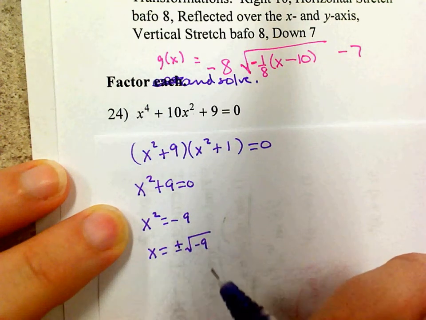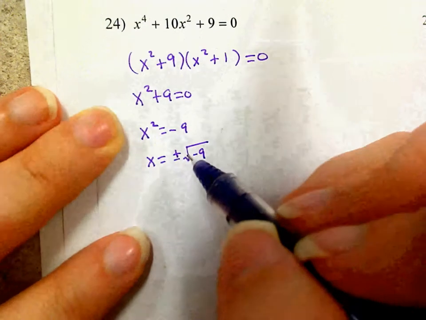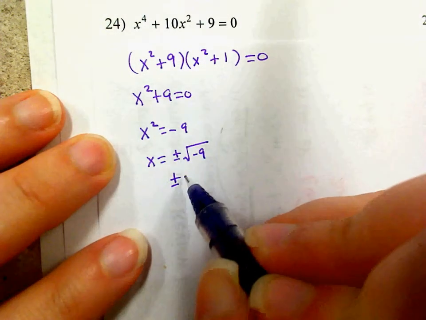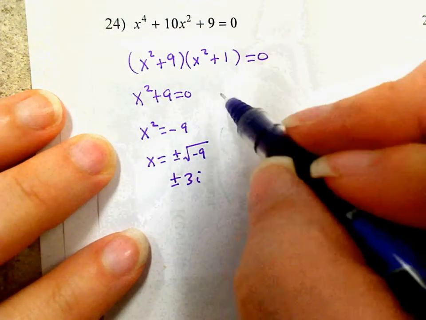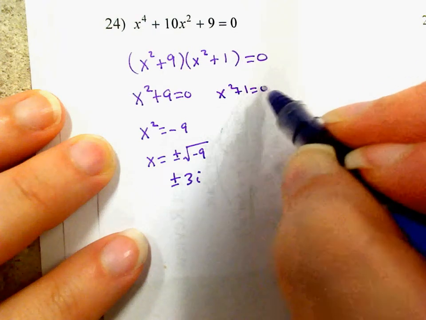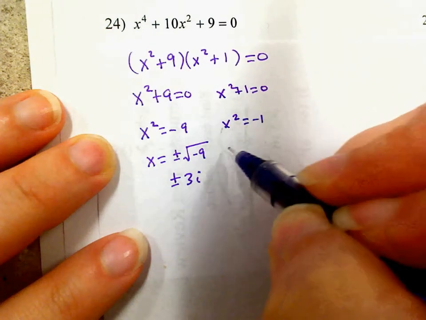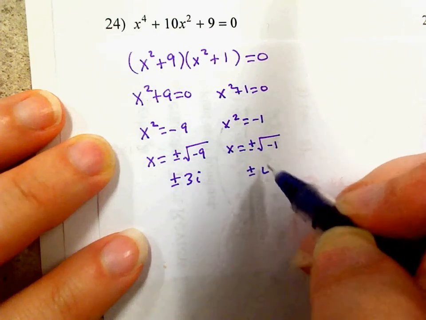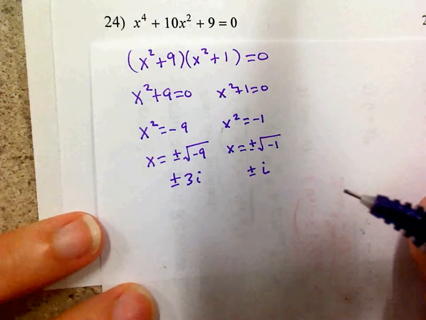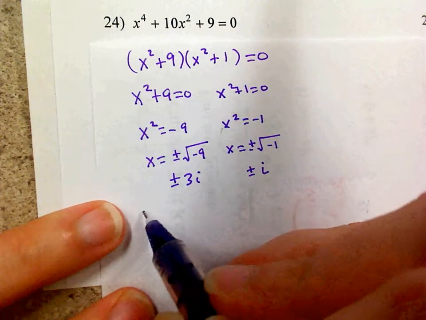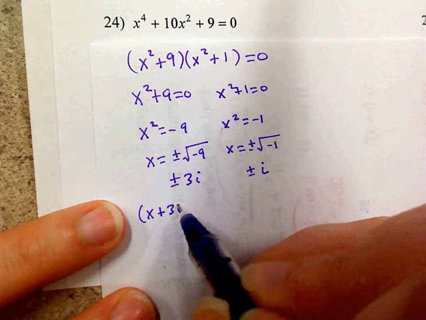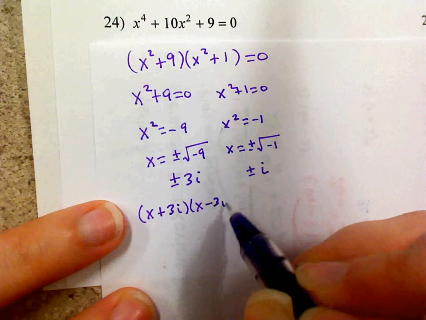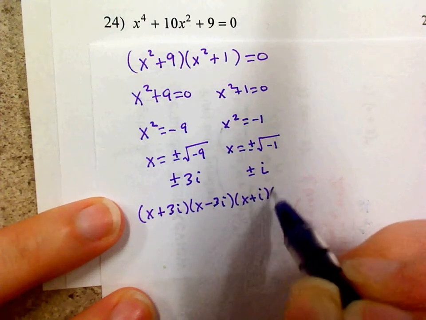Well, now I'm going to solve this one. X squared plus 1 equals 0. X squared equals -1, so x equals plus or minus the square root of -1, which means plus or minus 1i. Okay. So technically, if I asked you to write this in factor form, then you could say x plus 3i, x minus 3i, x plus i, x minus i. And that would be the same thing. Okay? As that in factor form.